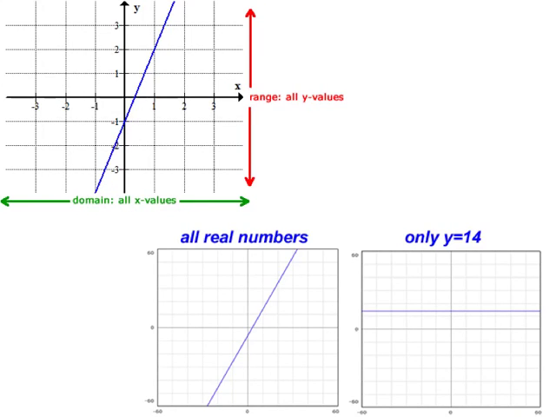So again, the range is all the y values possible, and the domain is all the x values that are possible. In this kind of equation, right here, we can see that we have all real numbers. But in this one, y is only equal to 14. That's where, on this graph, it lies.